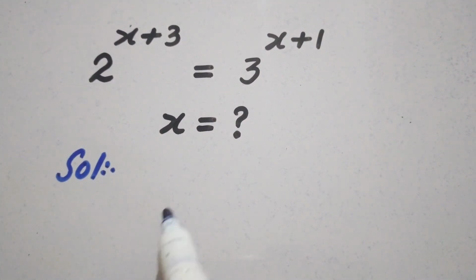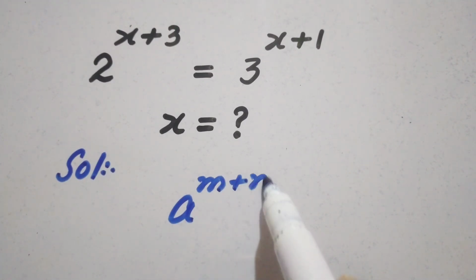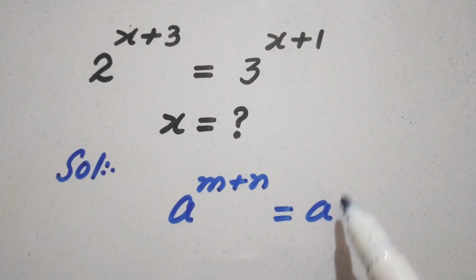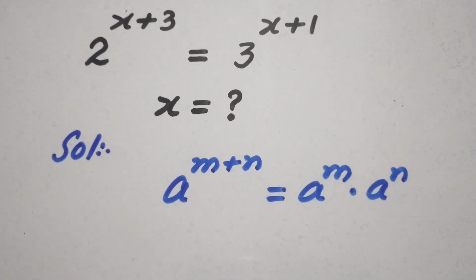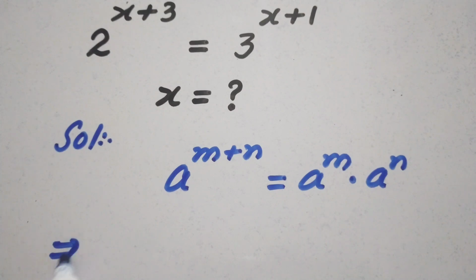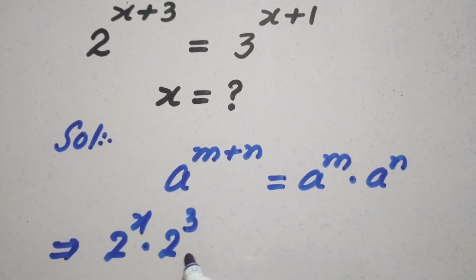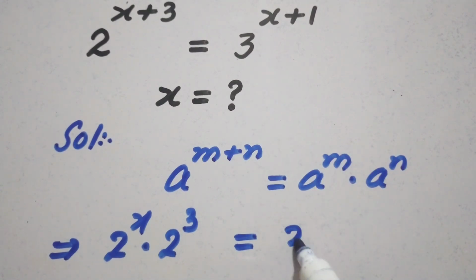As from an algebraic identity, if we have a power m plus n, this we can write as a power m multiplied by a power n. Or we can say that when the bases are same and multiplying each other, then their power will be added. So using this property here, this will become 2 power x multiplied by 2 power 3, 2 cube, is equal to, same property we will apply here, 3 power x multiplied by 3 power 1.